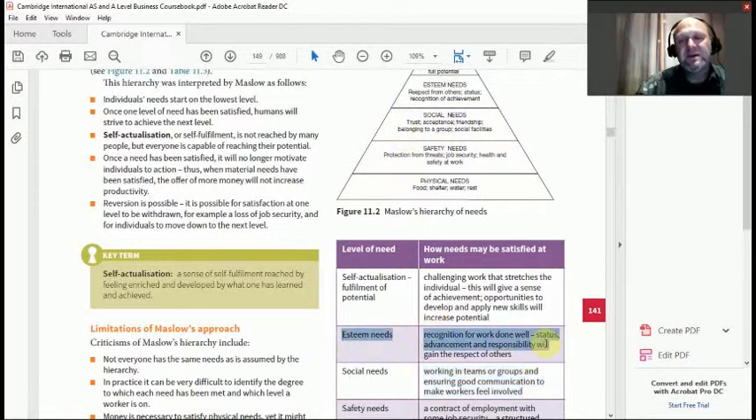The esteem needs, however, is something else. That's recognition of work well done, status.